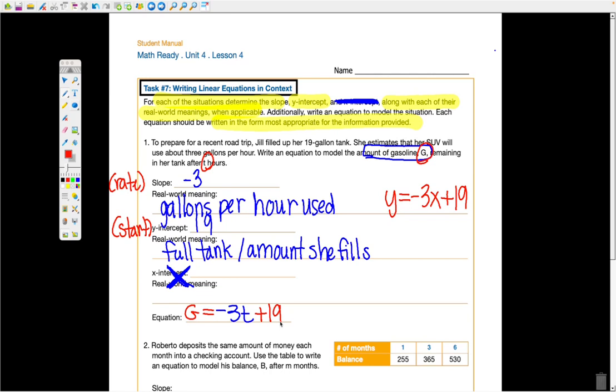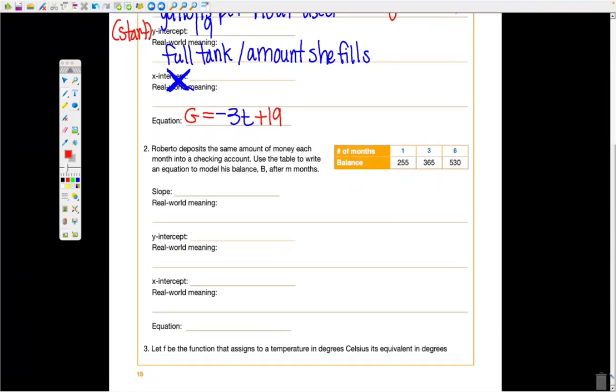All right, so the next one's not as easy because they don't give you the rate right off the bat. But we've been doing a lot of practice problems like this where you're having to find the rate, find the slope, okay? Roberto deposits the same amount of money each month into a checking account. Use the table to write an equation to model his balance B after M months. So we know we're going to use the balance B after M months, which means I'm going to have to find the rate per month and then the starting balance down here.